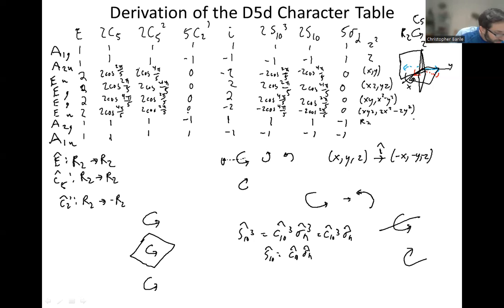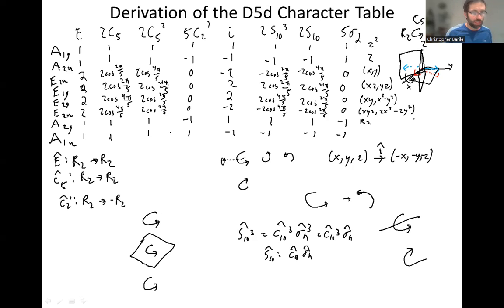And then it turns out that the convention for this D5d is that the 2 cosine 2 pi over 5 gets the value of 1, and the 2 cosine 4 pi over 5 gets the value of 2. But there's no way to know that a priori. And again, the normal Mulliken symbol rules here don't really apply because all these values are 0. But anyway, at the end of the day, those are just labels to help people communicate with one another.